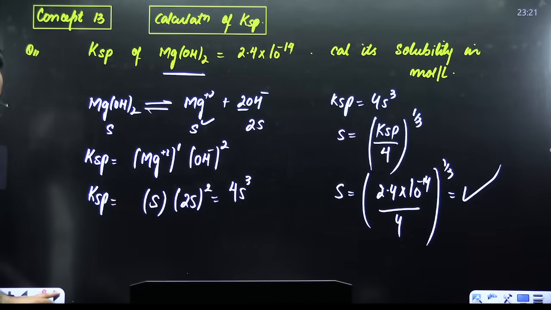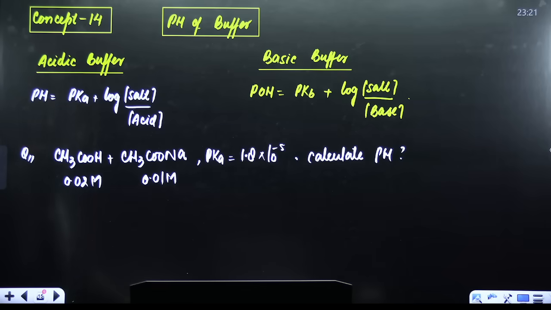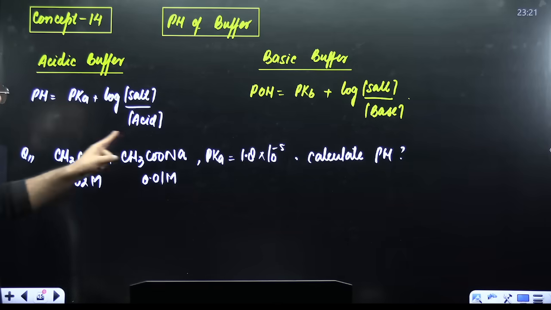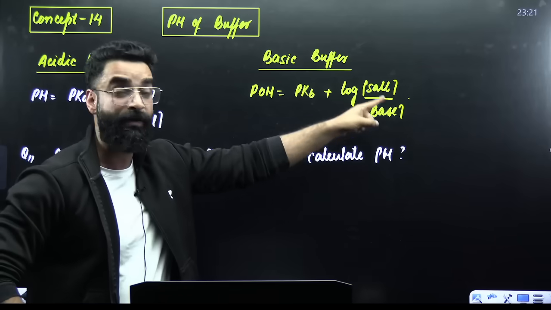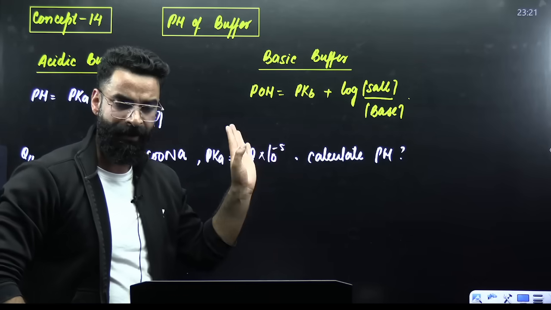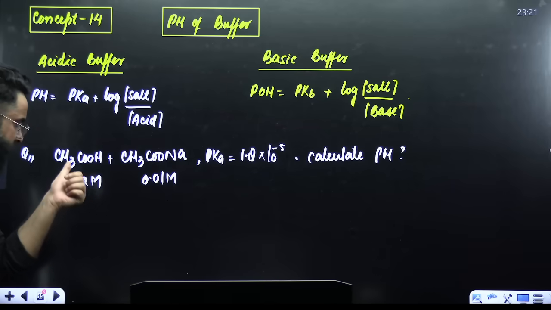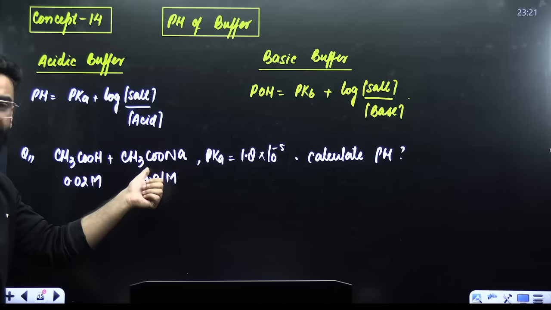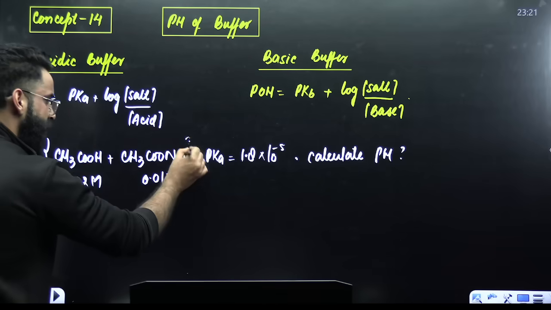Now, moving on to one more. That is concept number 14, that is pH of buffer. How do we calculate pH of an acidic buffer? This is the formula to calculate pH of an acidic buffer, and this is the formula to calculate pOH of a basic buffer, right? For example, you have taken a weak acid. This is the salt of the same weak acid with a strong base. So this mixture is your acidic buffer, right?